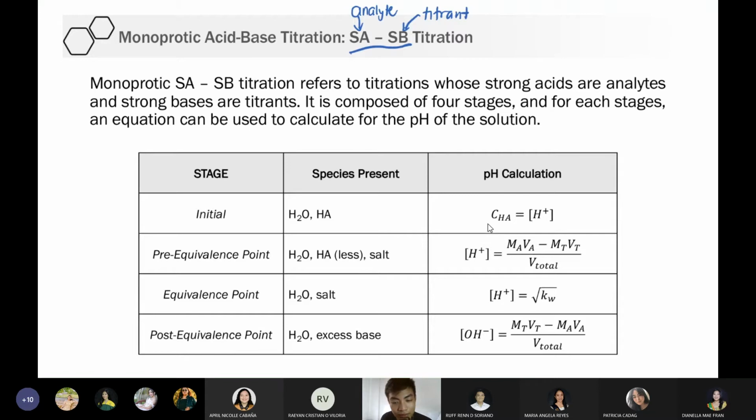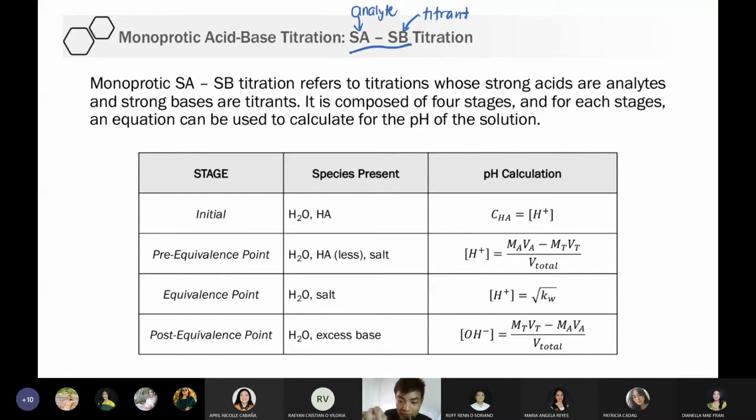Okay? So, ganun. Again, kapag strong acid, initial pH can be calculated directly using the concentration of the acid itself. Okay? So, yun yung dahilan bakit yung equation for H plus ay ito. Equal siya sa concentration of the HA. I-negative log mo lang, you have the pH. Then, what's next? Pre-equivalence.